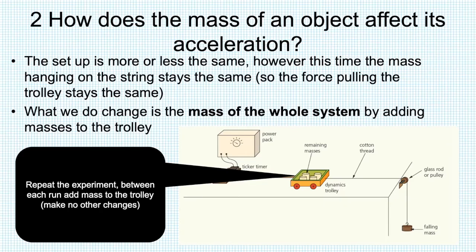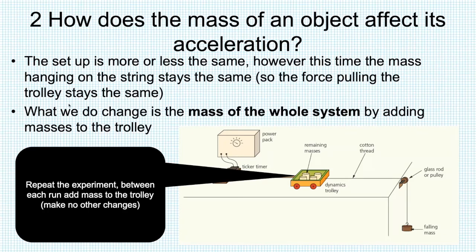Experiment 2. How does the mass of an object affect its acceleration? So this setup's pretty much similar. However, this time the mass hanging on the string stays the same. So the force pulling on the string stays the same, so the force pulling the trolley stays the same. What we do is we change the mass of the system. So now we do want to have masses off to one side that aren't part of the system that we can add to see what happens when we add those masses.